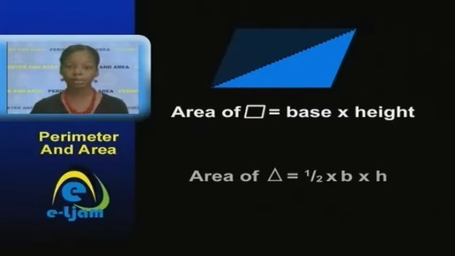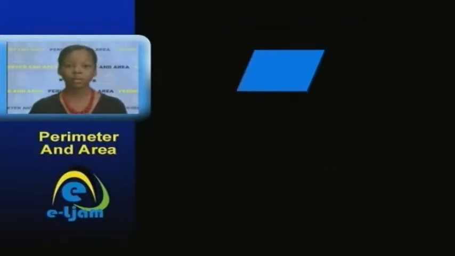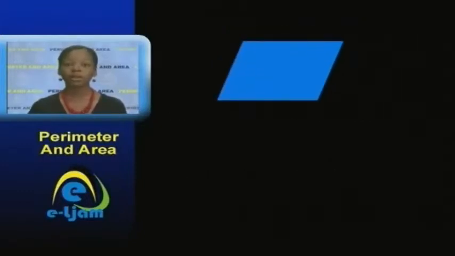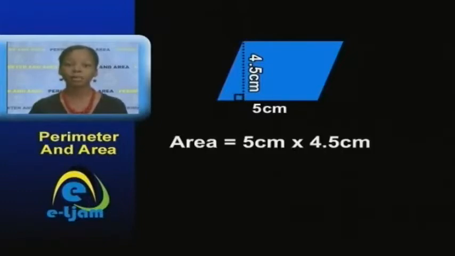is base times height. For example, what would be the area of a parallelogram with a base 5 centimeters long and a height of 4.5 centimeters? Its area would be 5 centimeters times 4.5 centimeters equals 22.5 centimeters squared.